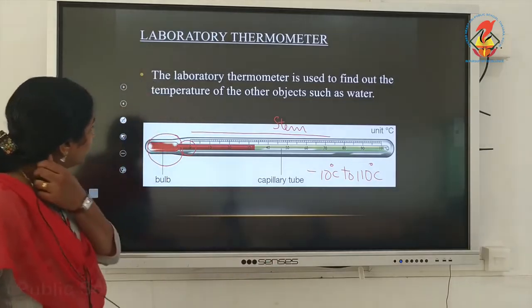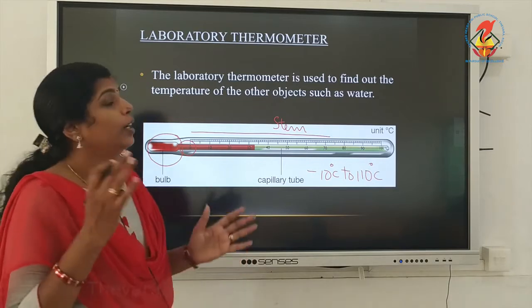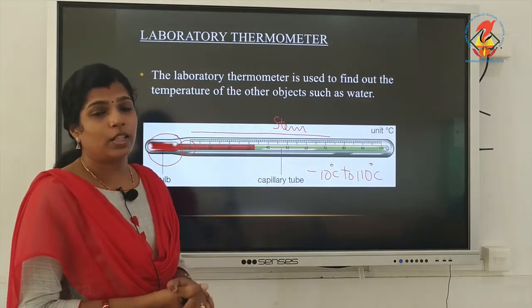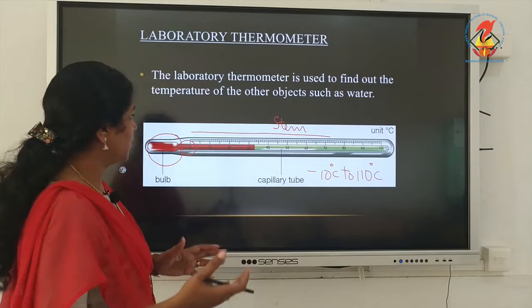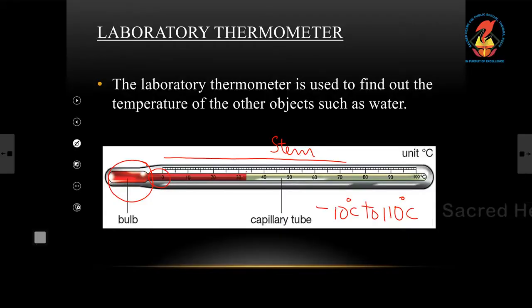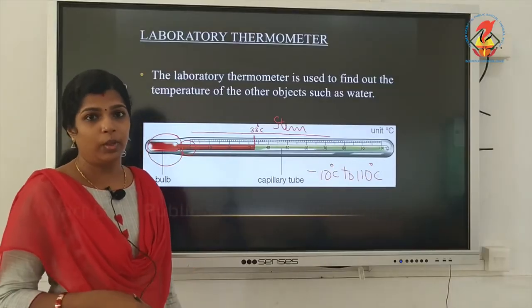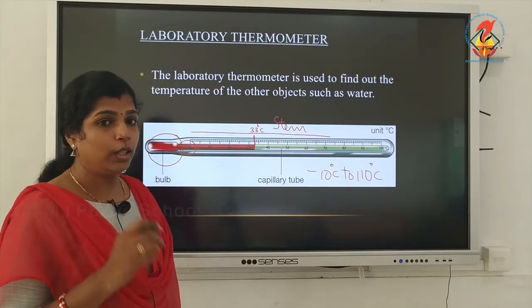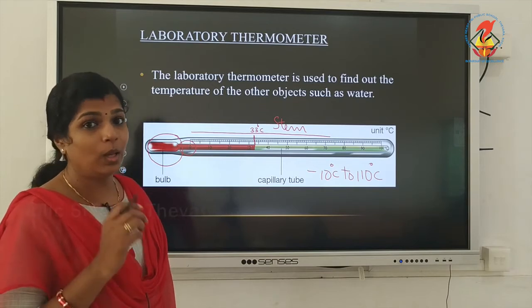The height of the mercury column, or the height of the mercury level, gives the temperature of the object. Suppose here the temperature is 33 degrees Celsius. The mercury level is marked in red color. Normally you can see the mercury level in a silver color. Mercury is a silvery white liquid.